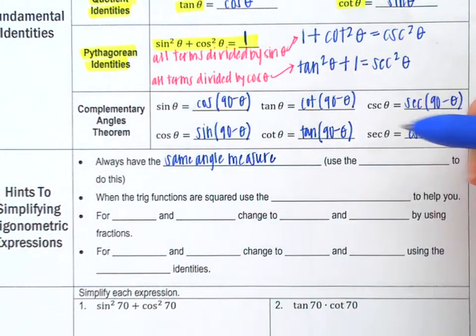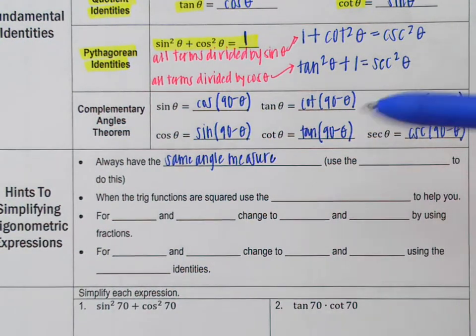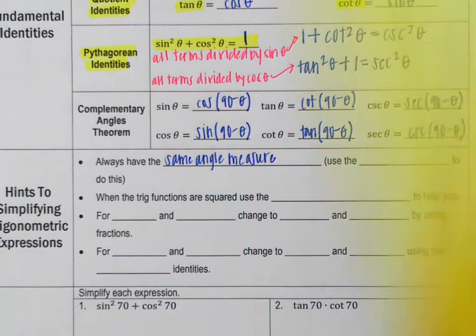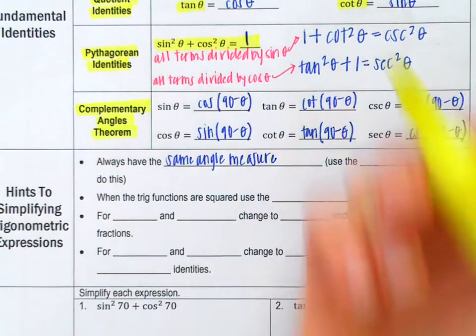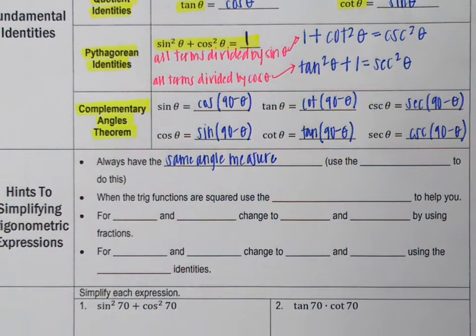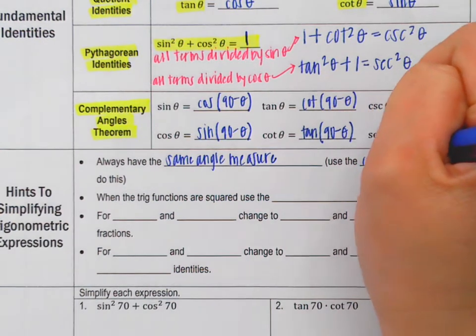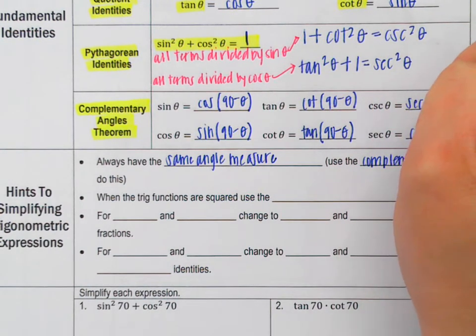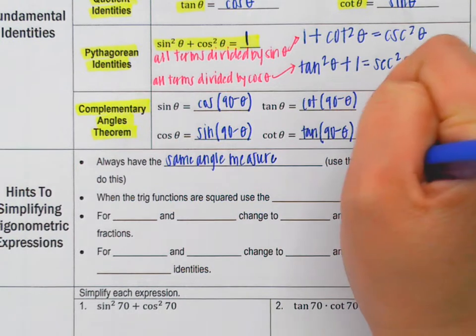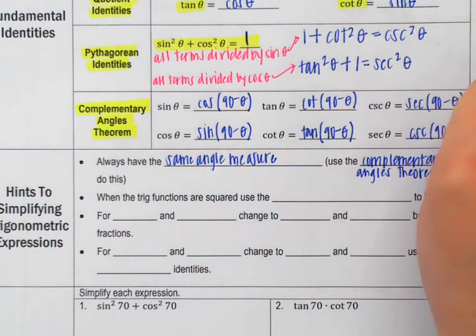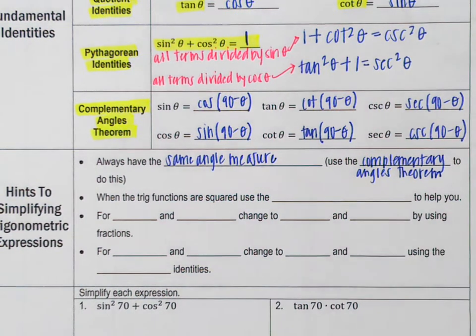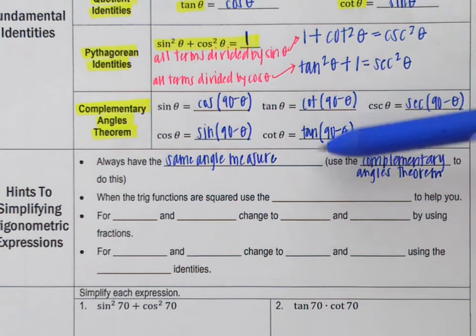Now, for us to do that, the only theorem we have to use with that is the complementary angles theorem. And you're going to often see me refer to that as CAT, because I will shorten it. But we use the complementary angles theorem to do this.